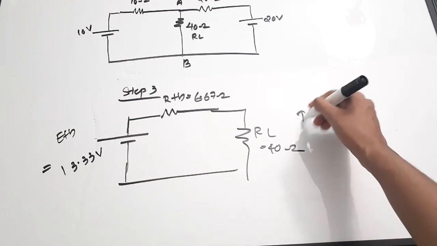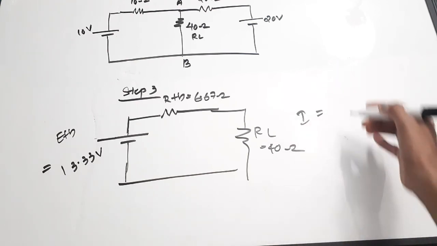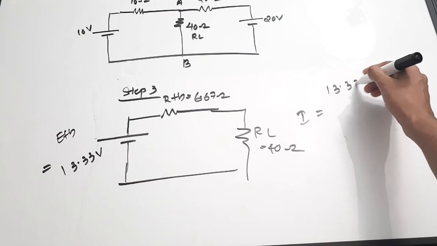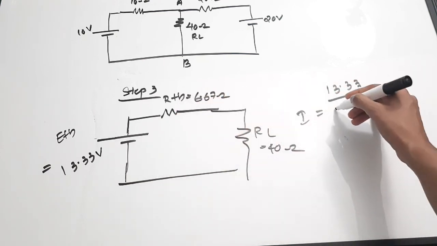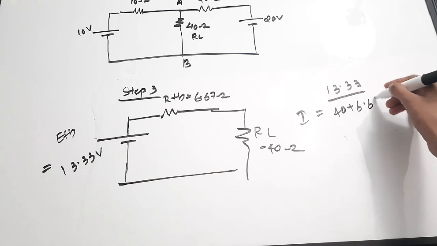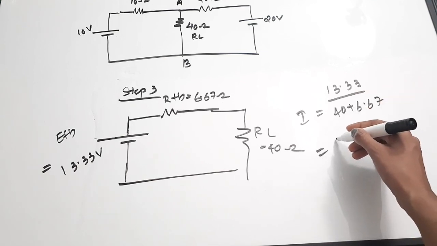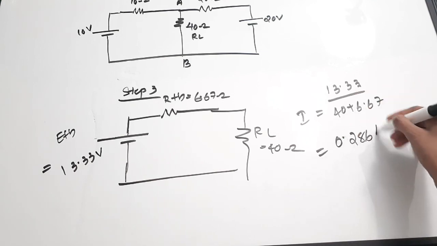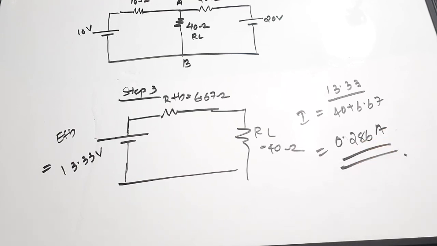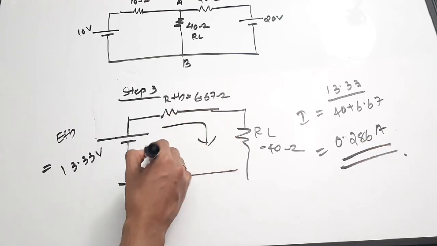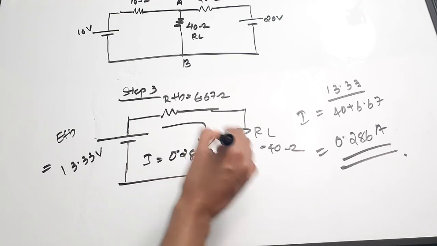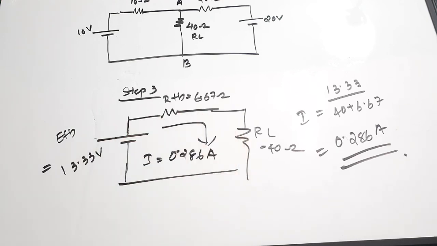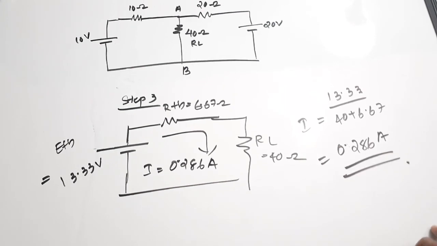I can find the current I just as in the previous case: voltage 13.33, which is ETH, by the sum of these two resistors, 40 plus 6.67. So the current obtained is 0.286 amperes. The current in this Thevenin's equivalent circuit, I, is equal to 0.286 amperes. So this is how you do problems on Thevenin's theorem.